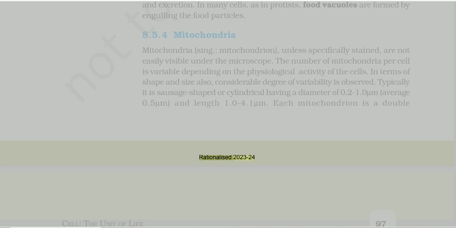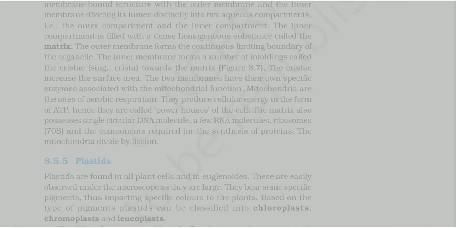membrane-bound structure with the outer membrane and the inner membrane dividing its lumen distinctly into two aqueous compartments, i.e., the outer compartment and the inner compartment. The inner compartment is filled with a dense homogeneous substance called the matrix. The outer membrane forms the continuous limiting boundary of the organelle. The inner membrane forms a number of enfoldings called the cristae, towards the matrix, Figure 8.7. The cristae increase the surface area.